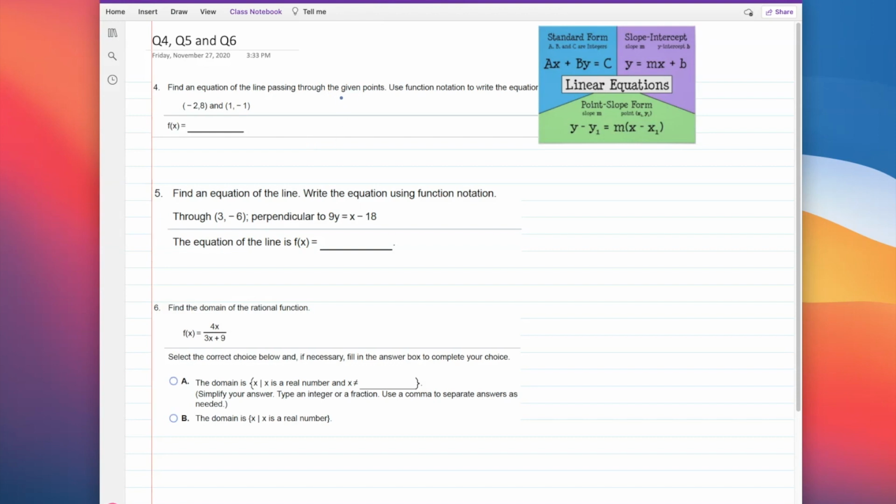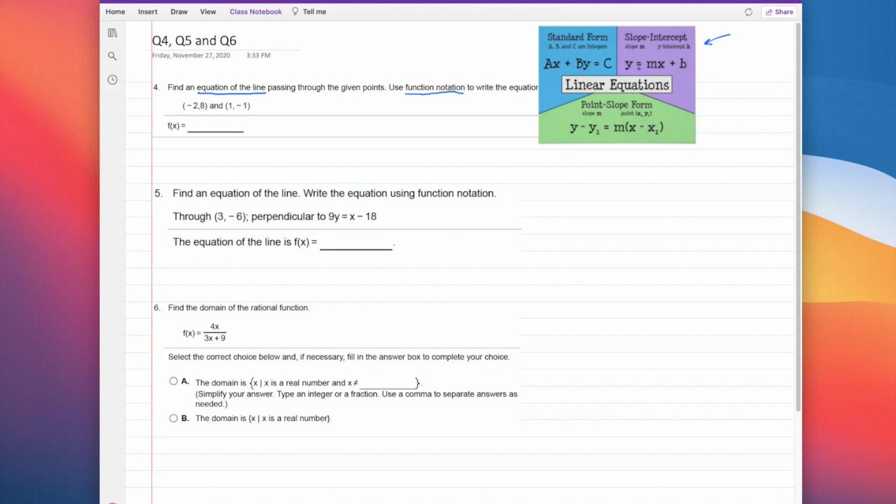Okay, the question number 4 asks you to find an equation of a line. So the equation of a line, so then you know that it can be one of these forms here that passes through these 2 points. And they want you to use the function notation. The function notation basically is for you to write in slope-intercept form and then replace the y by the name of the function where the input is an x.